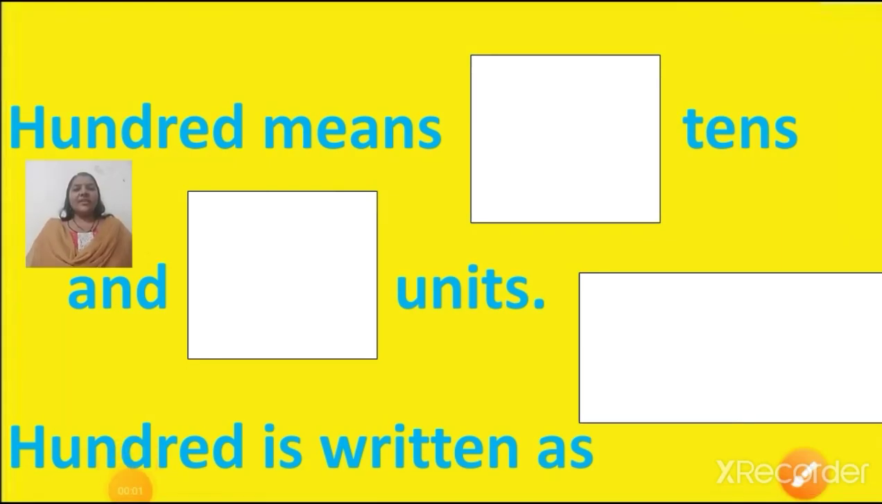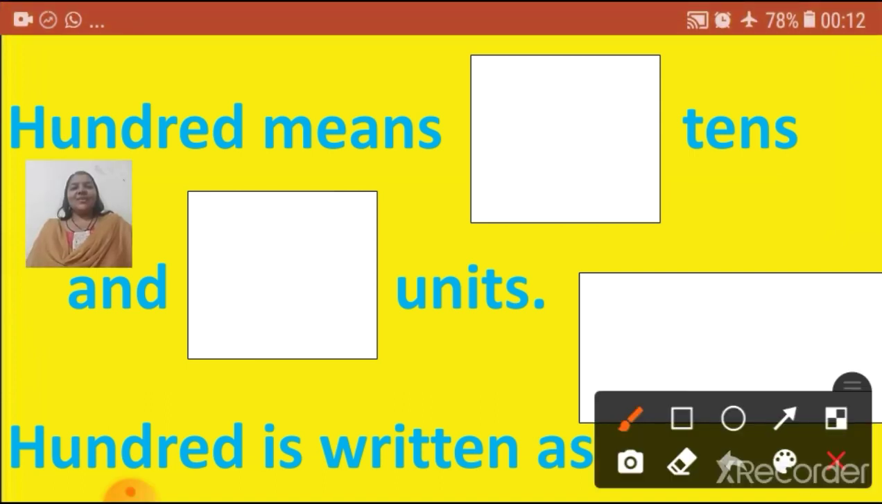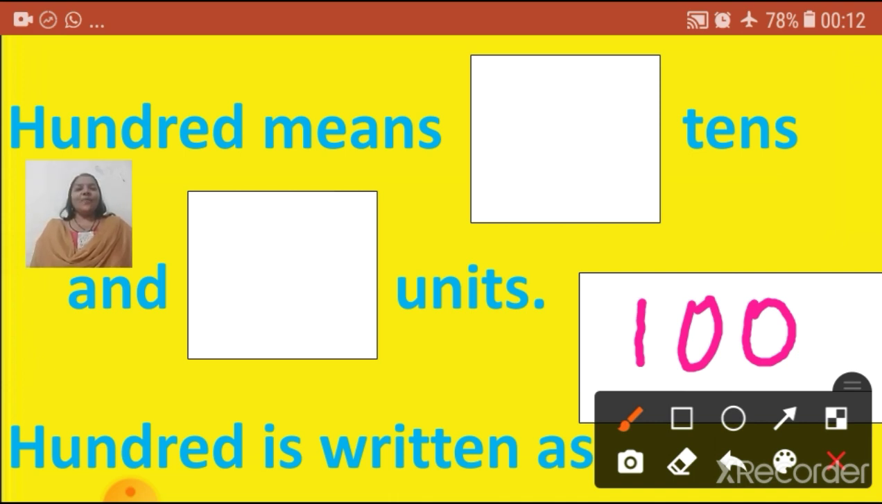So children, I know you all have understood how to write 100. So 100 is written as 100. I hope children you all must have understood the concept of 100.